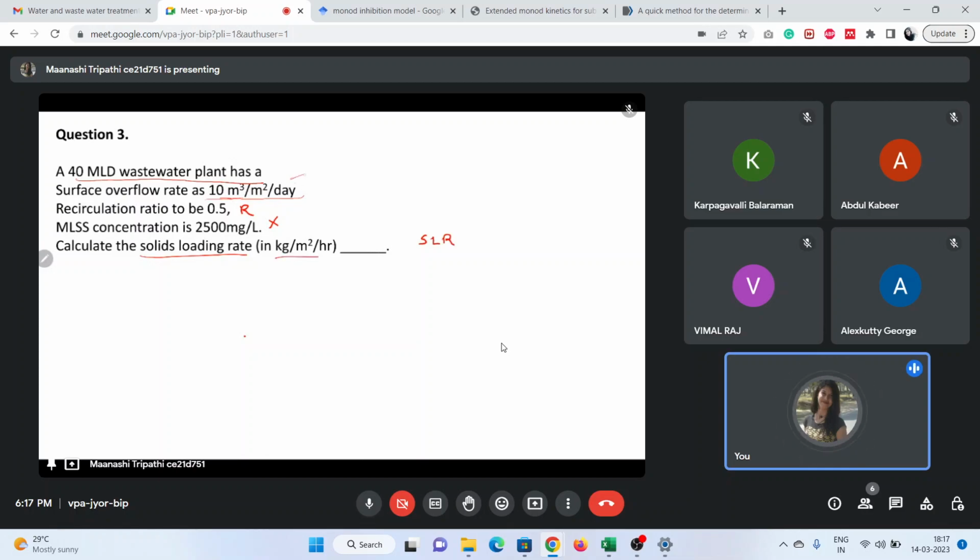This is given in day. This we have asked in hour. This is also in million liters per day. So do the proper interconversion of units and try to solve this question. I'll give you a few minutes to do this. This is quite a big question. Try to solve it.